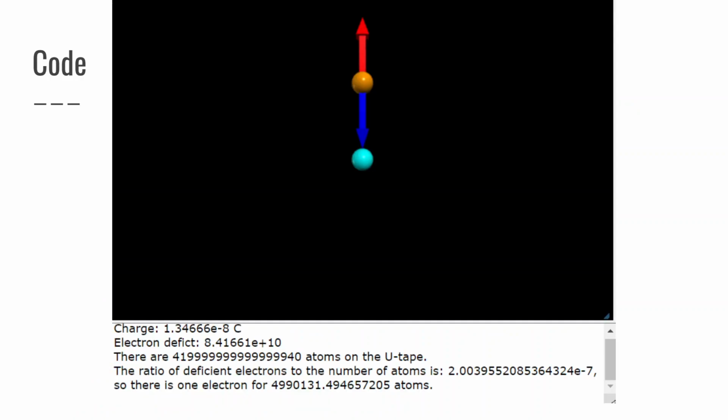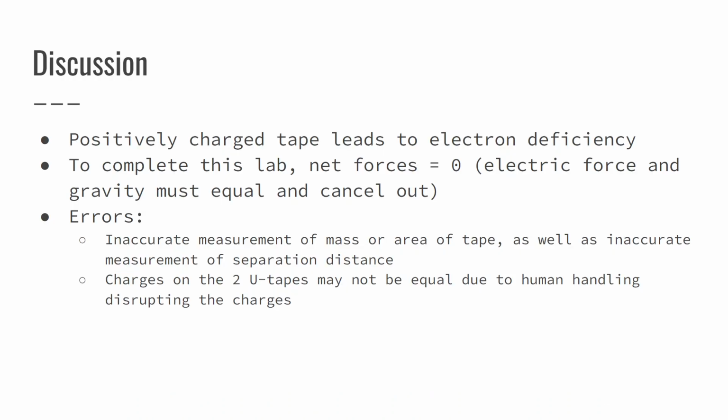The arrow pointing up is the electric force, pointing down is the gravitational force, and the two spheres are the tapes. And all of the text is just showing all of the calculations we have performed in the code and explained before. Now, the discussion of this lab is that the positively charged tape has an electron efficiency, and the net forces of the electric force and the gravitational force must cancel out.